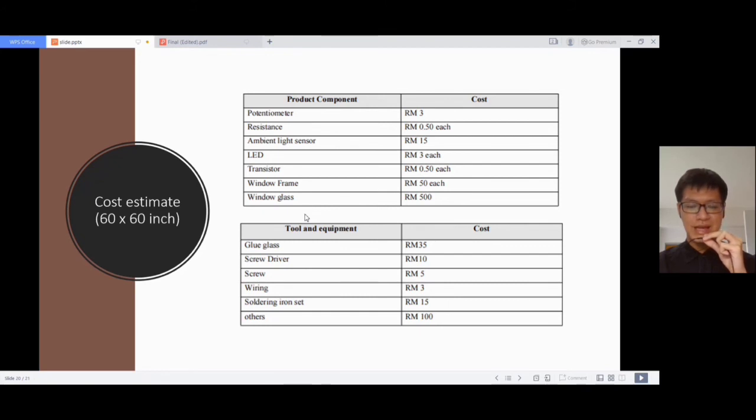Four window frames are needed for one window glass, so the price is 200, and the window glass price is 700 for the standard size. So if the customer needs different frames, the price will change depending on the window glass, and the others will remain the same.